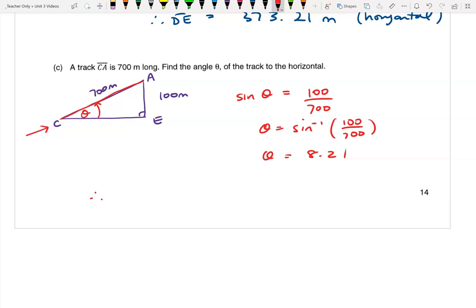So therefore we can say that track CA is 8.21 degrees to the horizontal, represented by CE.